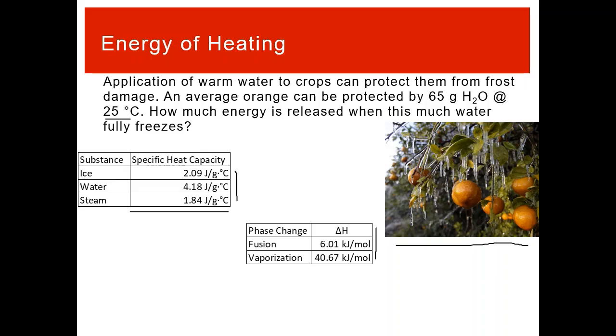We'll get into this, but we'll use these numbers, and let's use our method of problem solving: break down the problem and figure out what's going on.